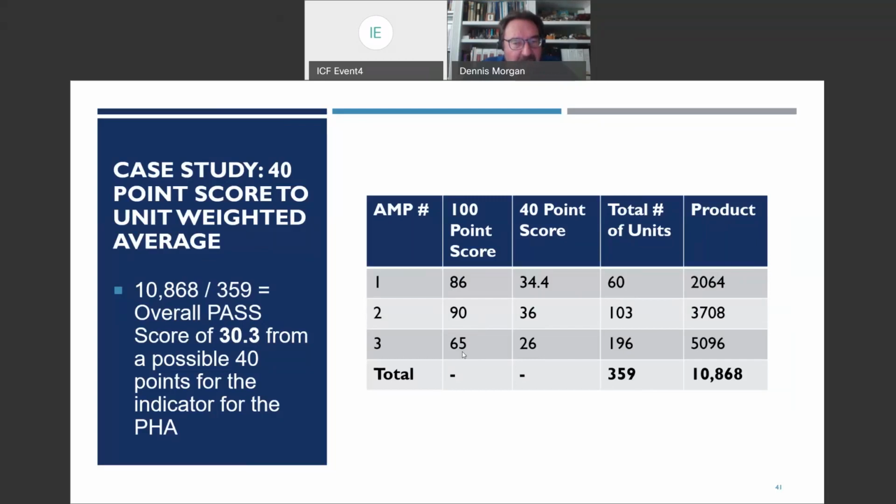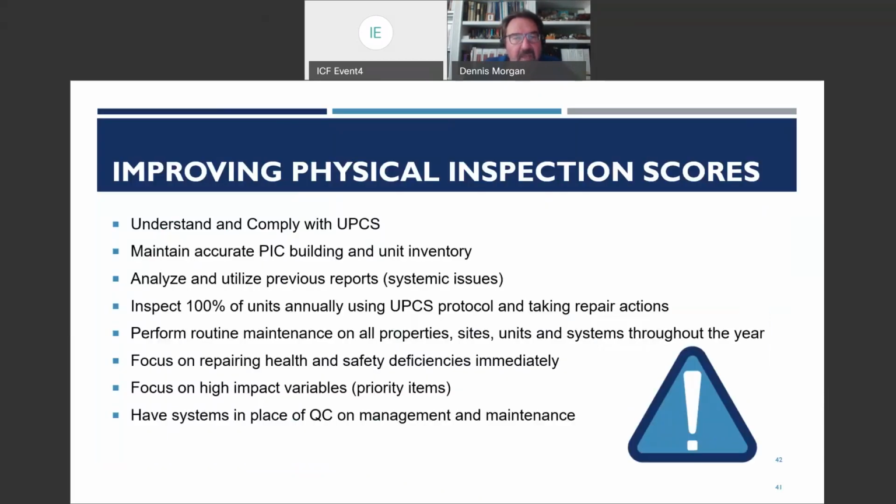If I can get this site up into the 80s or 90s, then it's going to be much easier to achieve high performing status for this agency as well, because now I won't be sitting on 30.3. I'm going to be sitting on a much better number, like a 35 or a 36 out of 40 points potentially available on that agency as well. So how do I improve my physical inspection score?